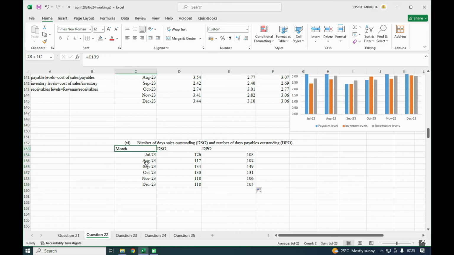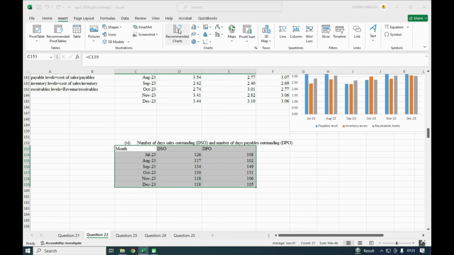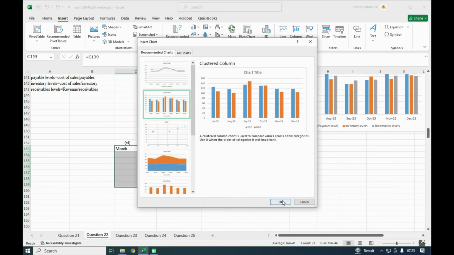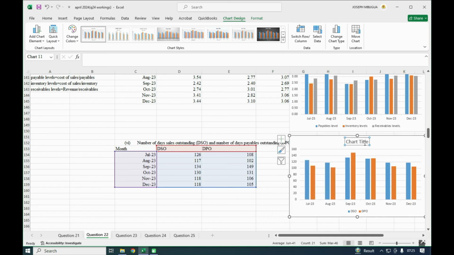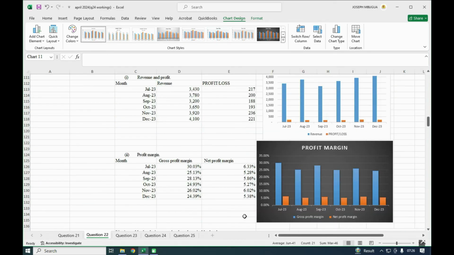So those are our days of sales and days of purchase. We insert recommended charts. Still you can use the bar chart; bar chart is easy for doing the comparison. So this DSO and DPO, days payables outstanding, days sales outstanding, that way. And those are the charts that we needed to appear.